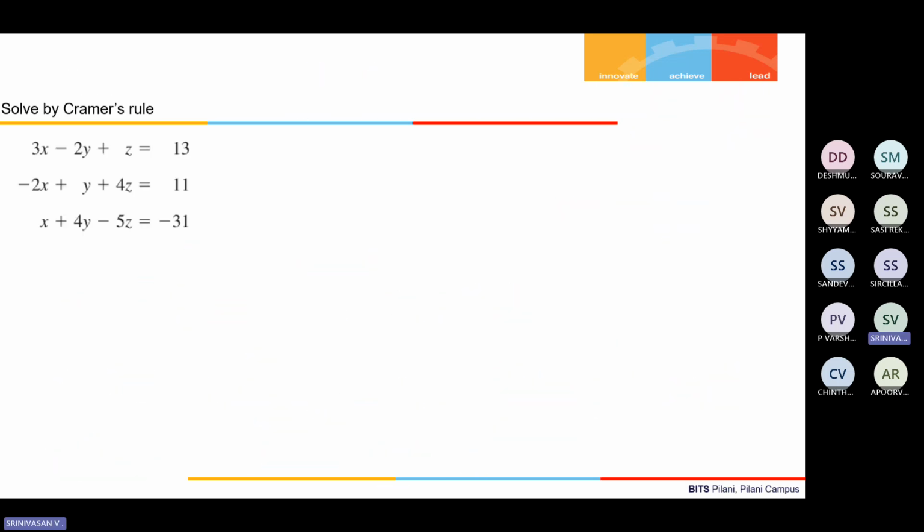Similarly, you can solve by Cramer's rule a given system of three linear equations in three unknowns by finding d, then d1, d2, d3, and then x equal to d1 by d, y equal to d2 by d, and z equal to d3 by d. Finally, after getting the calculations done, you substitute for x, y, z in any one of the equations. Any one of the equations is enough. Take the left hand side, substitute the values of x, y, z, and see that it is equal to the right hand side.